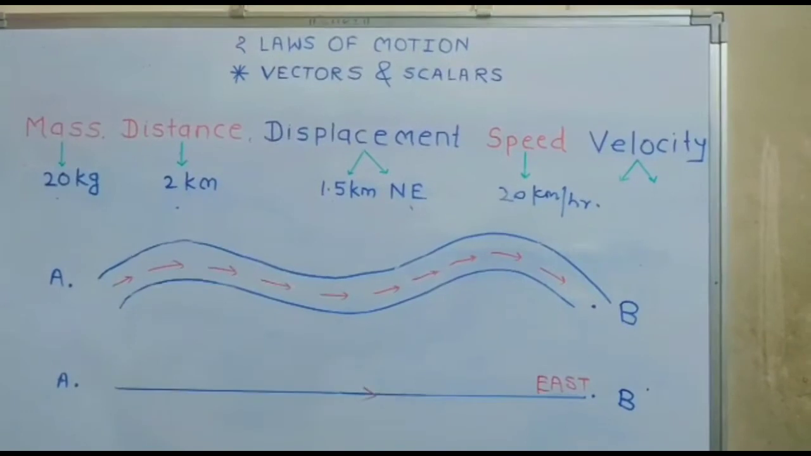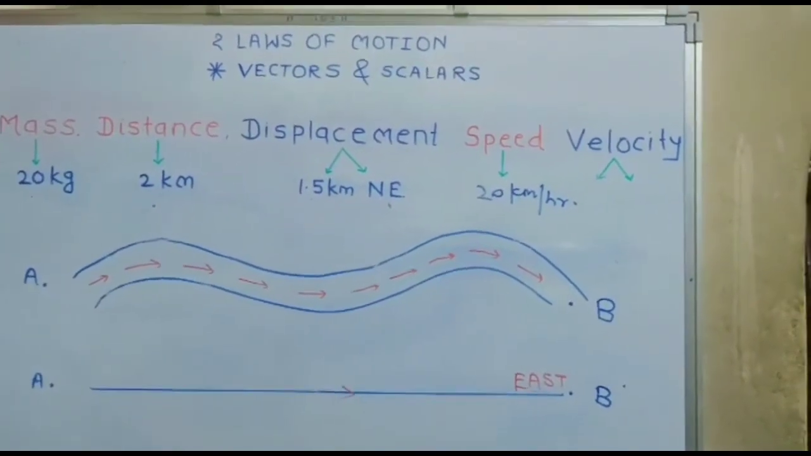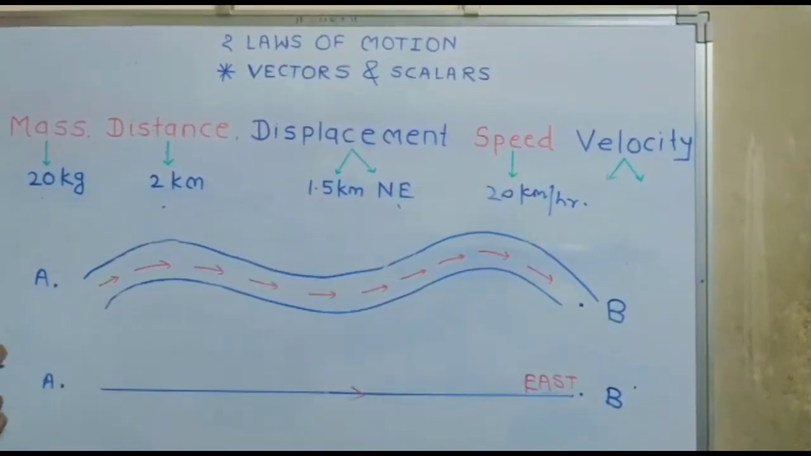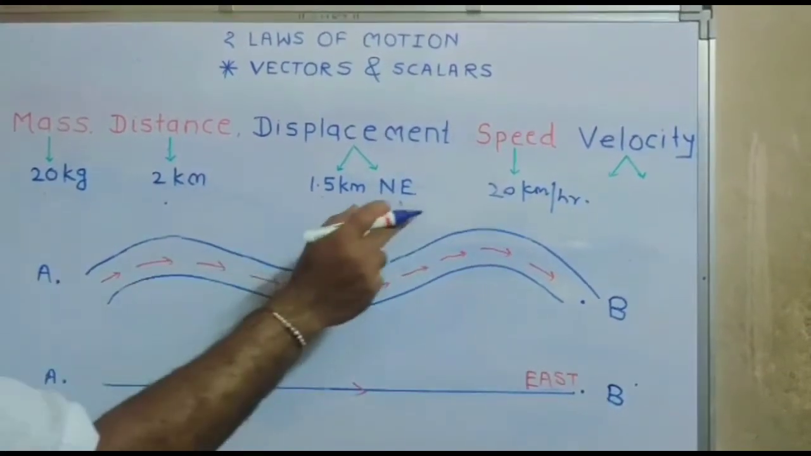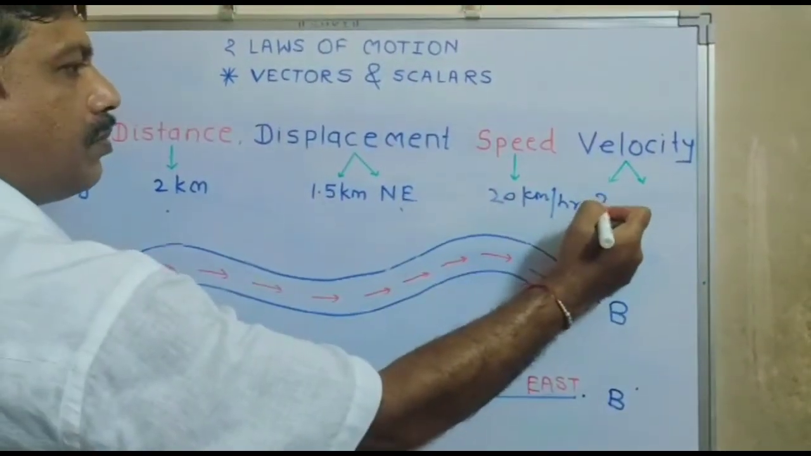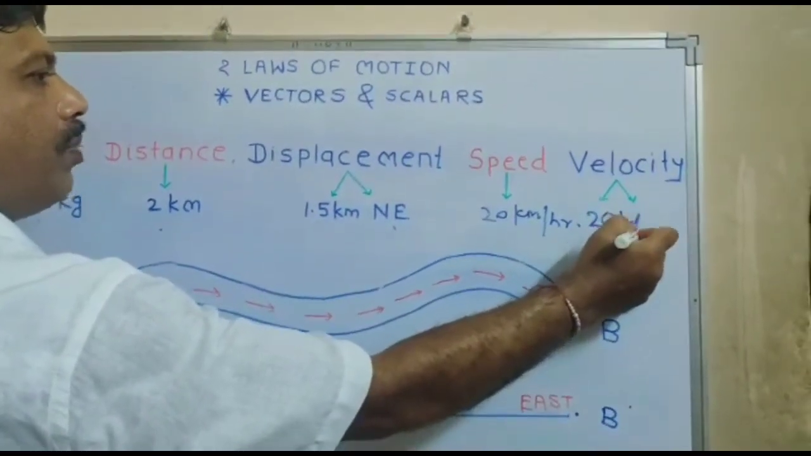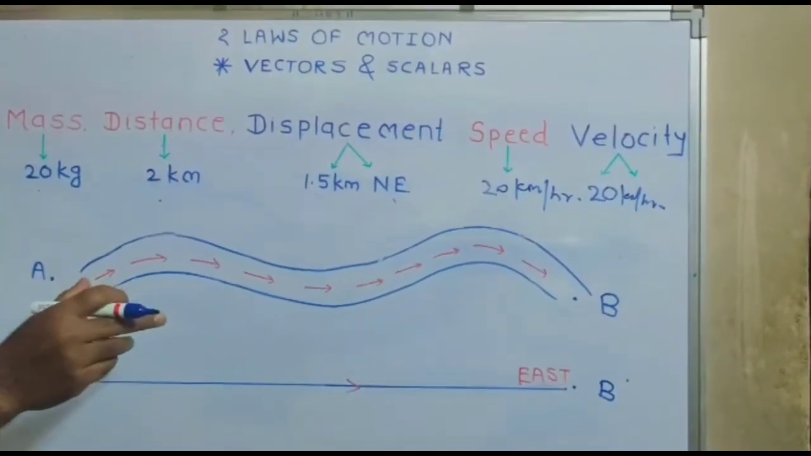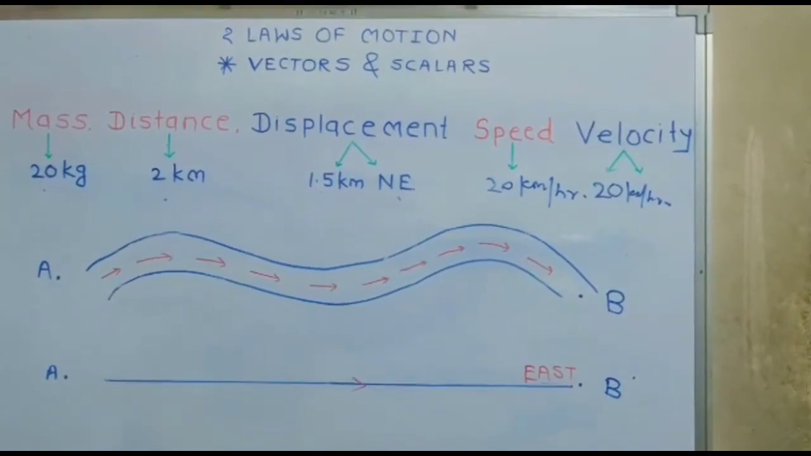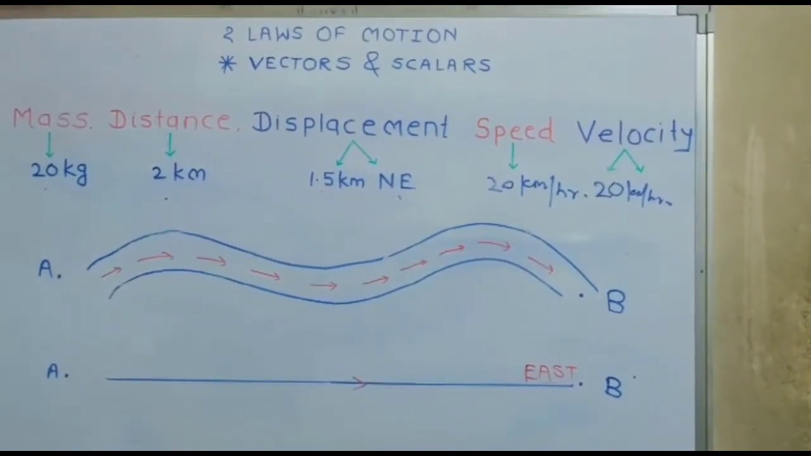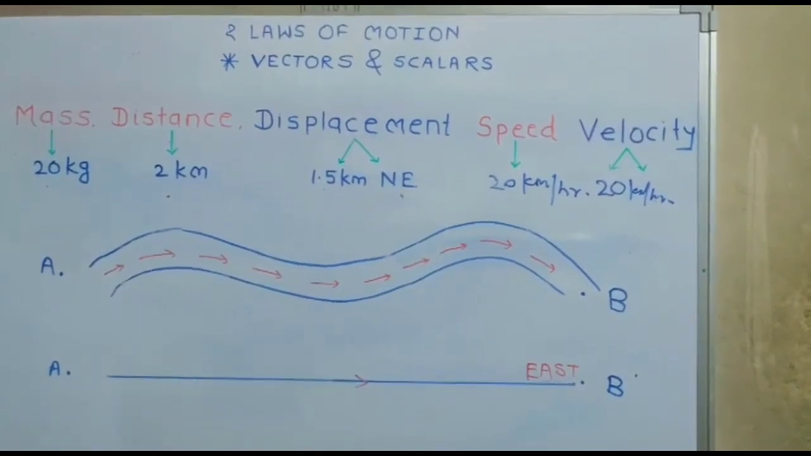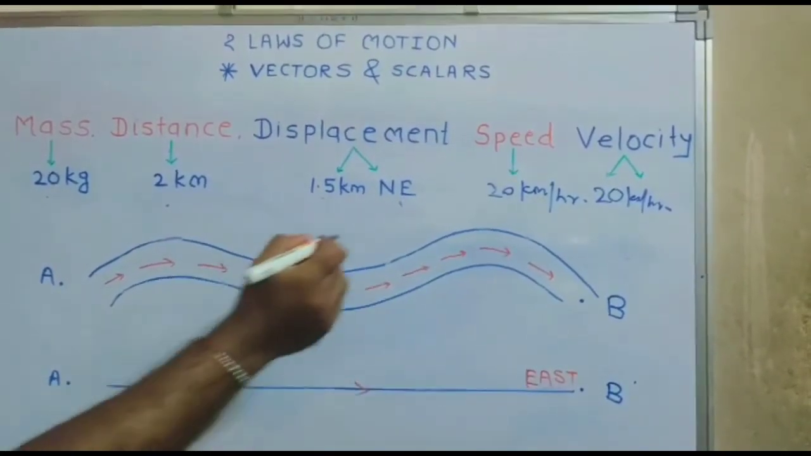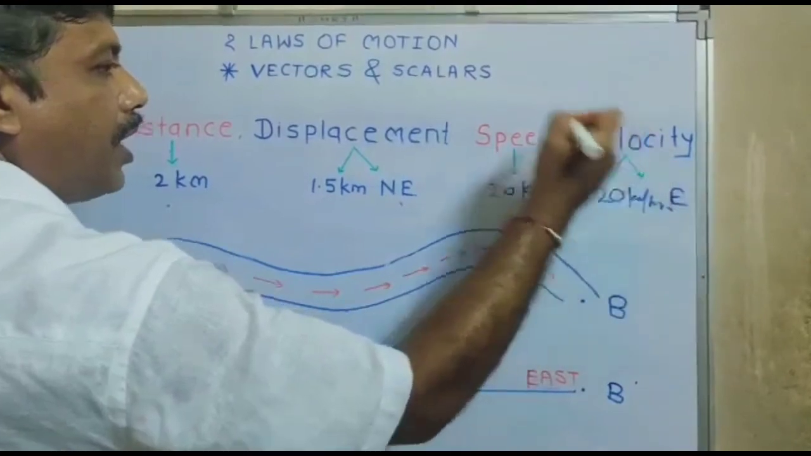But when we consider the quantity velocity, what is the velocity? Velocity is nothing but the displacement per unit time. It means that suppose the car is moving on this road with a velocity of 20 km per hour. Then this 20 km per hour will not give the total idea of the velocity. Here we have to mention the direction of the car, in which direction the car is moving. It is moving toward the eastward direction. Therefore, I am writing here the letter E.